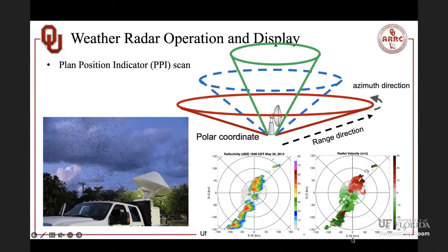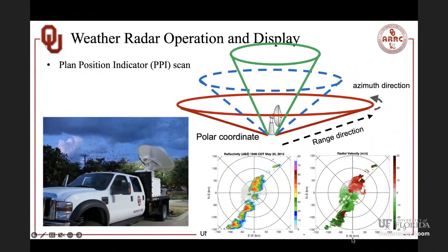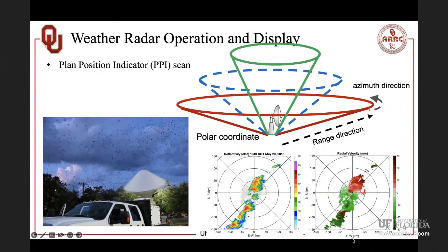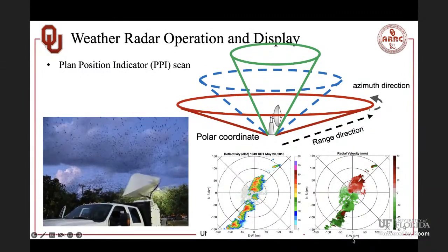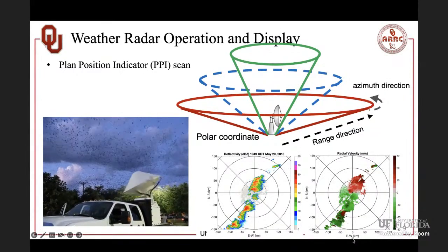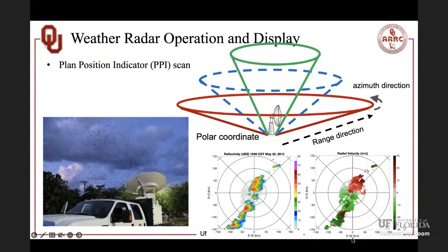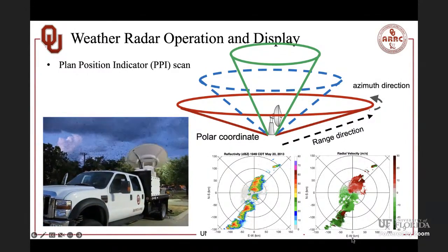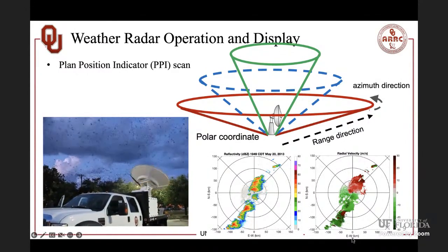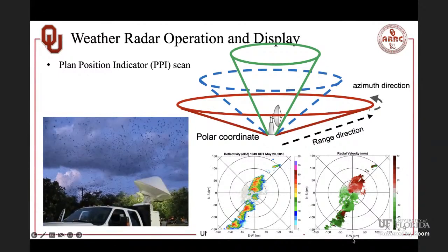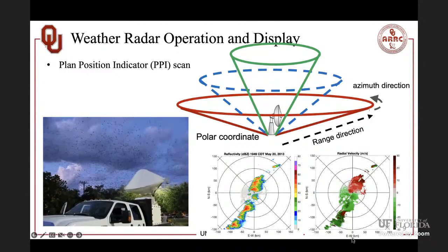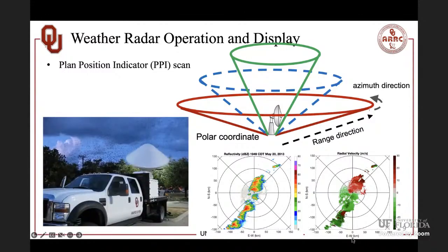In terms of radar operation, there are two ways for weather radar to operate. This is for the conventional side, not the operational side. The radar can do what is called a PPI, plane position indicator scan. You fix one elevation angle and go around 360 degrees, then you elevate and go around 360 degrees again. That is this particular type of scan, which can cover a volume.